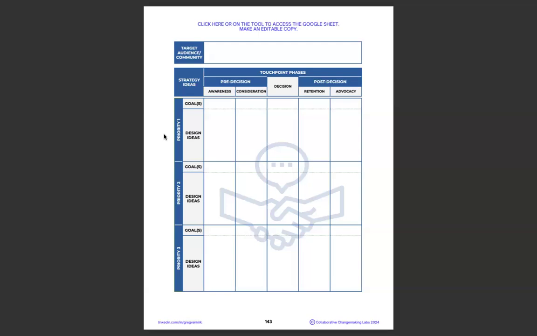Where we fail oftentimes is that we miss one of them, or we get to decision, and for example, we get to decision and we even miss retention and advocacy. We just move on, right? Or we try to have somebody make a decision without having created awareness and consideration, right? So this keeps you true to the process of touch points that you'll want to have to be successful with your solution. And again, build out as many priority ideas as you want. There's space here for 3. You may have more, certainly you may have fewer.